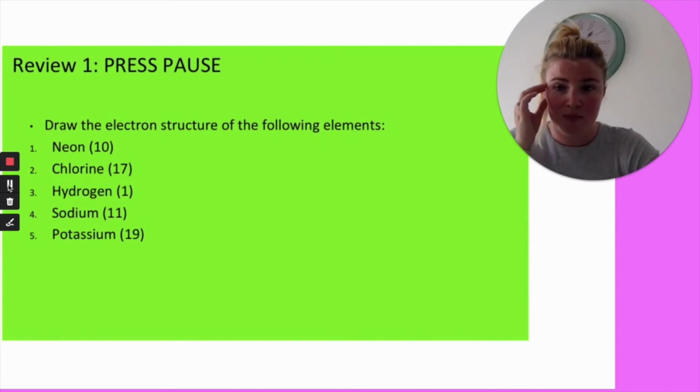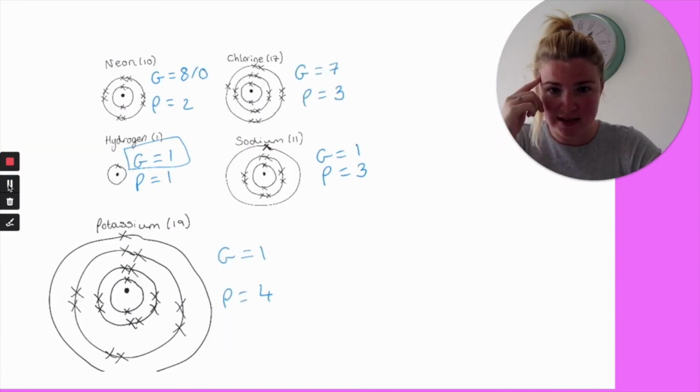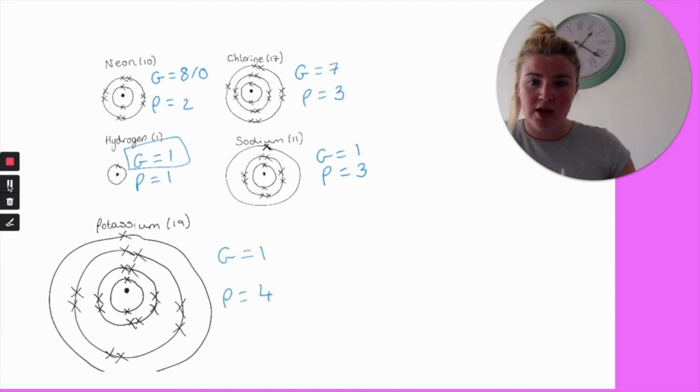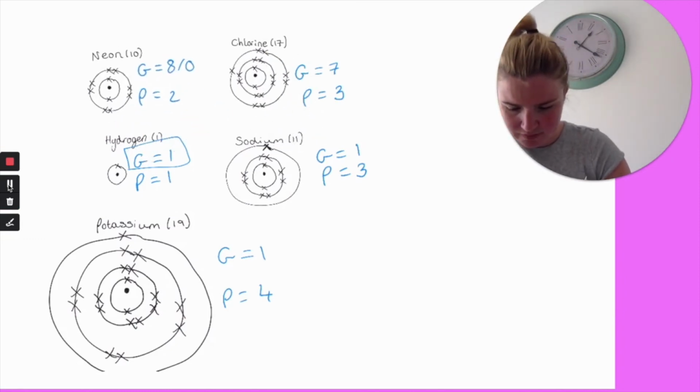Right, so you should have now had a go at them. I'm going to put up the next screen, so it might be useful for you to pause to check your answers. So, ooh, they're moving around.